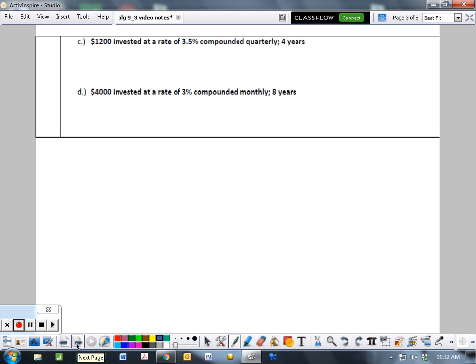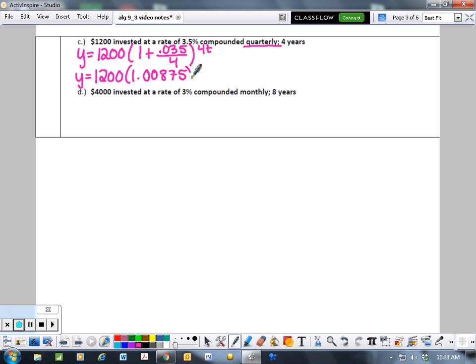Okay, so next problem. We are investing $1,200. So y equals 1,200 times 1 plus. Now our interest rate is 3.5%, so I move that decimal up 2 spots, 0.035, divided by 4 because it's compounded quarterly, which means my time is now 4t. So I'm going to simplify that a little bit. 1,200 times 0.035 divided by 4, so 0.00875 to the 4t power.